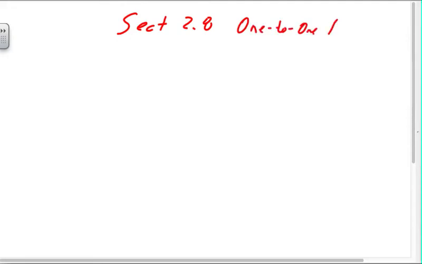Last unit in chapter 2. So we'll be dealing with section 2.8, and we're talking about one-to-one functions and inverses. Inverses you'll remember from Algebra 2. One-to-one will be the new concept here. First, let's review inverses.